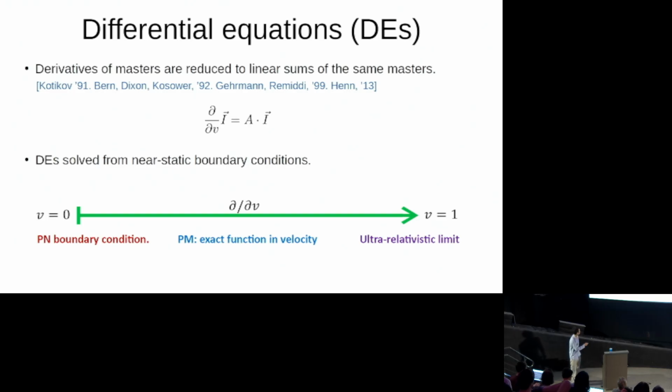And then we work out the post-Newtonian boundary conditions, and we promote them to functions that are exact in velocity. And if you are curious, you can also look at how these functions behave in the ultra-relativity limit. And I think we'll hear more about this in Michael Saavedra's talk and Vittorio's talk.